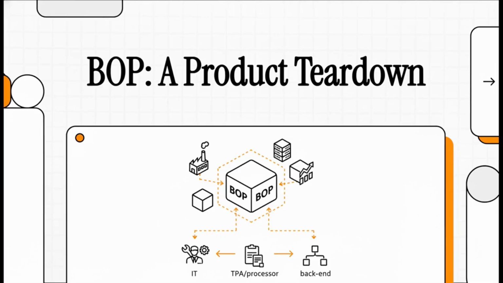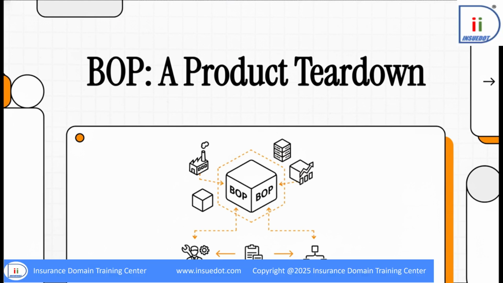Today we are doing a complete product teardown of a real cornerstone in commercial insurance, the business owner's policy, the BOP. And our goal here is to really deconstruct it for all the technical pros out there, the IT teams, the TPAs, the back-end processors, basically everyone who builds the systems and manages the data for these policies day in and day out. We're going to look at this not just as an insurance policy, but as a product with a very specific architecture and purpose.